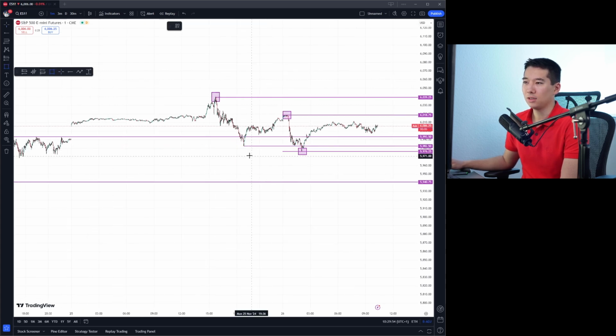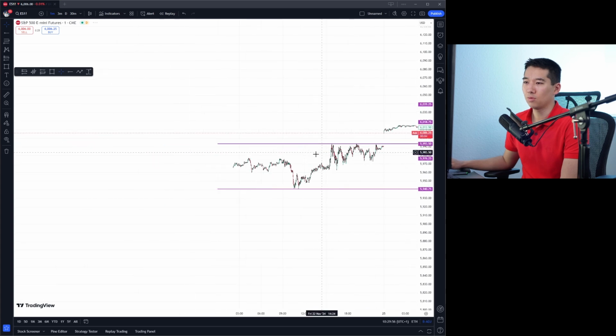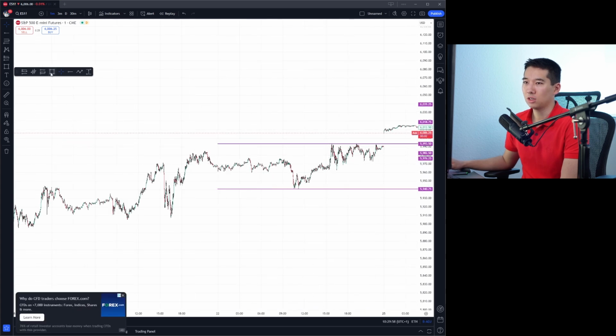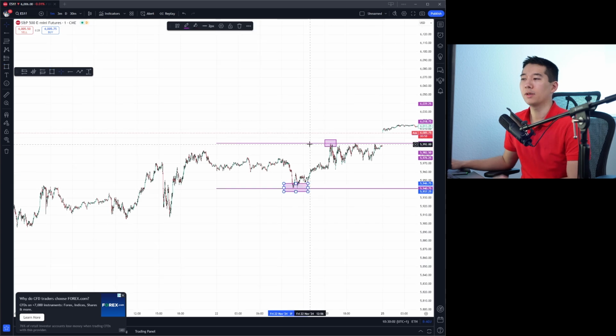This is from yesterday, as you see here. And then we have also the one from before. This one here was the biggest structure high. And this here was the biggest structure low, as you see here.